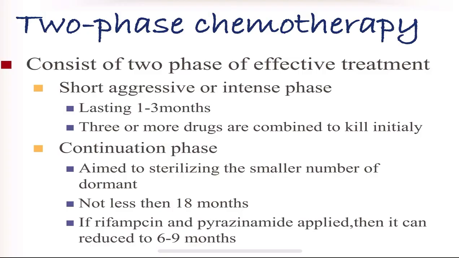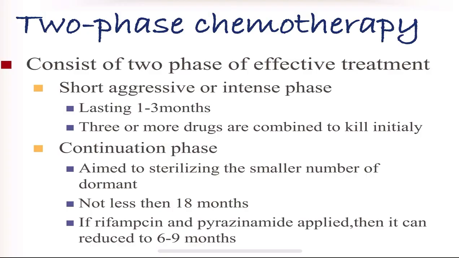During this intensive phase, 3 or more drugs are combined to kill off as many bacilli as possible. So the first phase is a short phase, very intense, very aggressive. We are using 3 drugs or more than 3 drugs. We are killing off the bacilli as much as possible. So the more rapidly the bacilli are killed initially, the less likely they are to emerge again. The more rapidly you kill, the less likely that they will persist or emerge. The risk of relapse will be reduced.